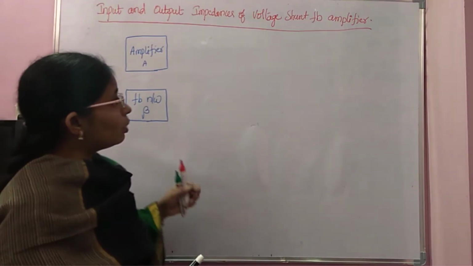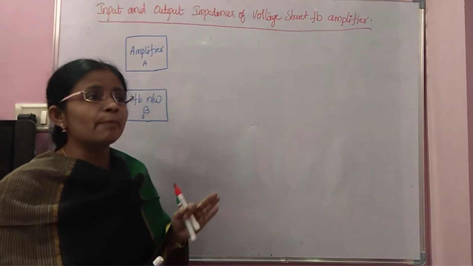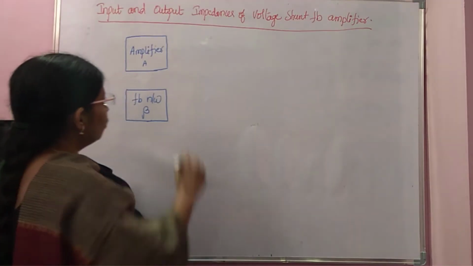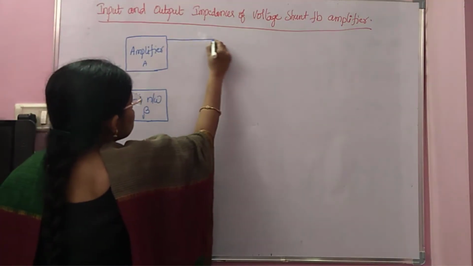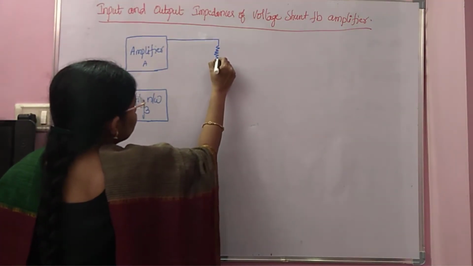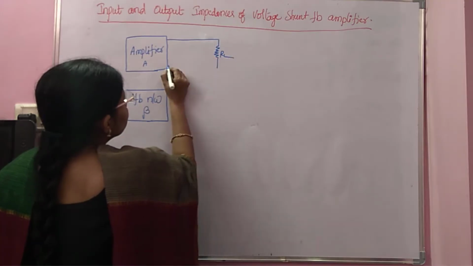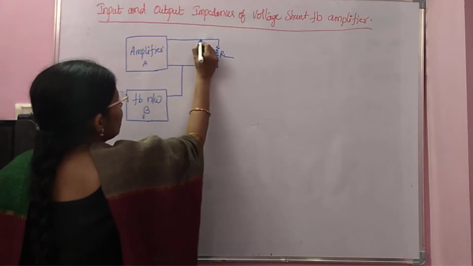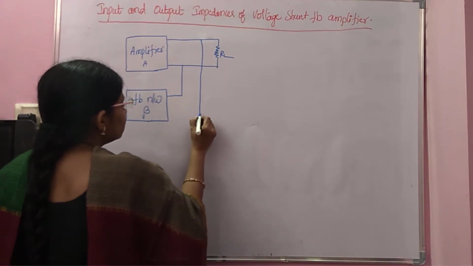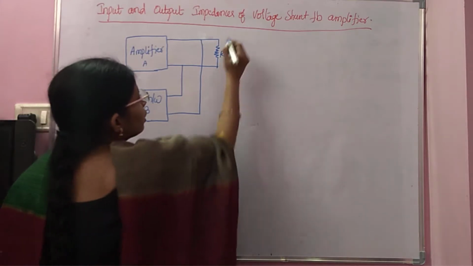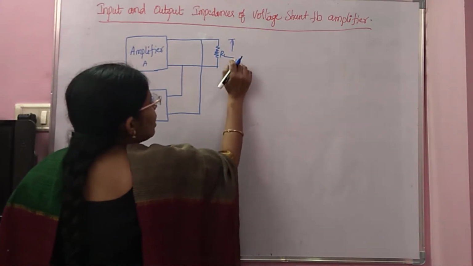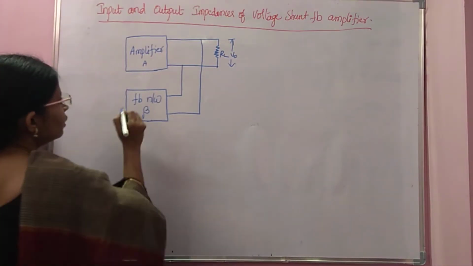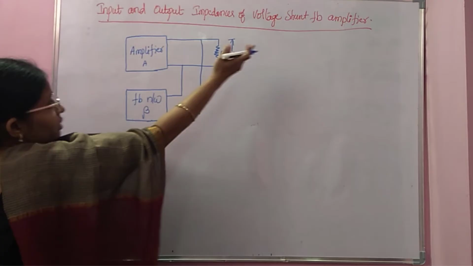So this voltage shunt feedback means the sampling is voltage and the mixing is shunt mixing. We know the voltage sampling concept. The total output voltage is connected to the feedback network in parallel, so the voltage across RL is V0.